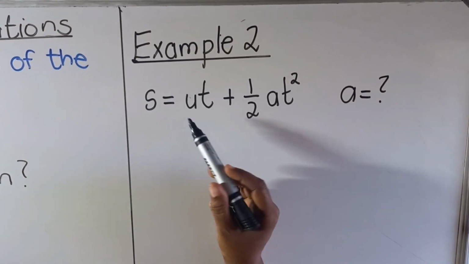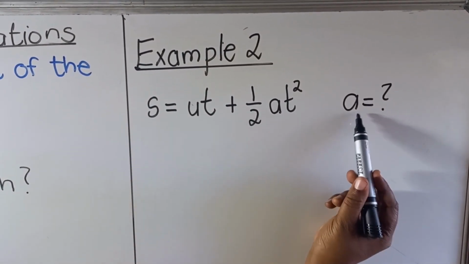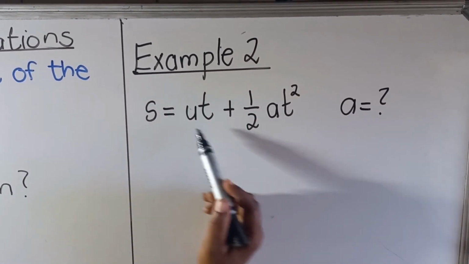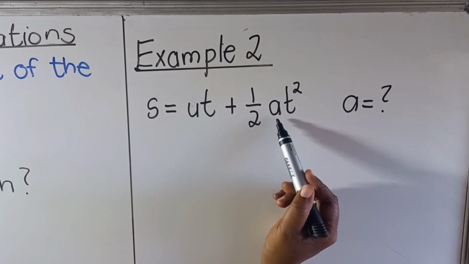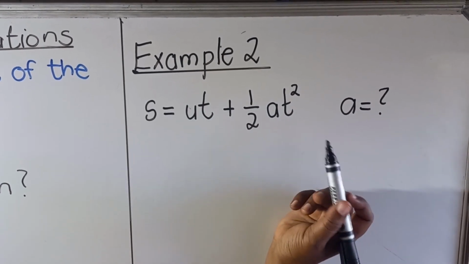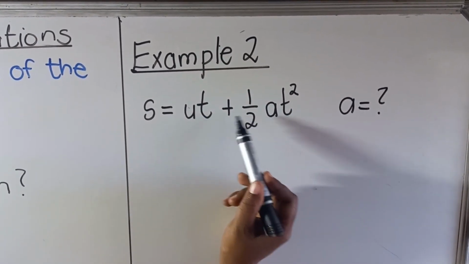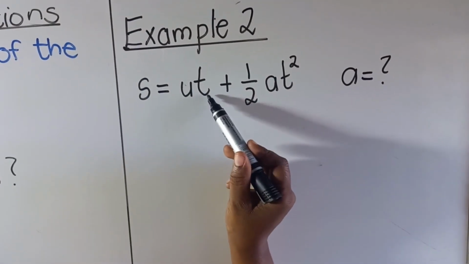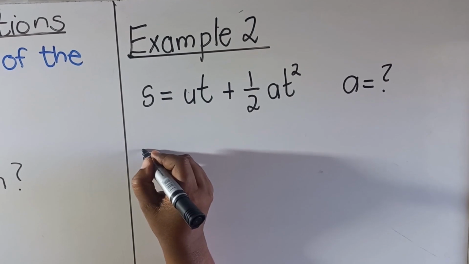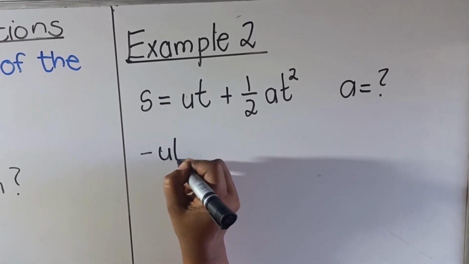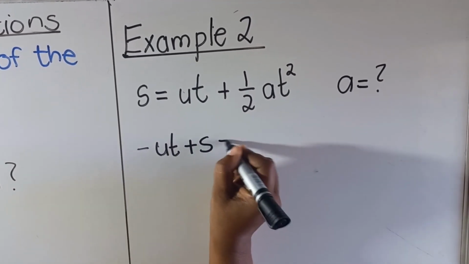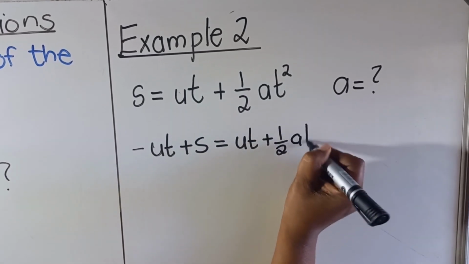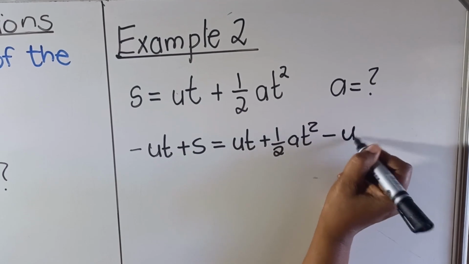Example 2. Here's the formula that they've given us, and then they say we must make A the subject of the formula. So you're going to take everything away from the term that has A and then sort out the term that has A. So you have UT plus half AT squared. So you have plus. The inverse of addition is subtraction. You're going to say subtract UT: S minus UT is equal to UT plus 1 over 2 AT squared minus UT.